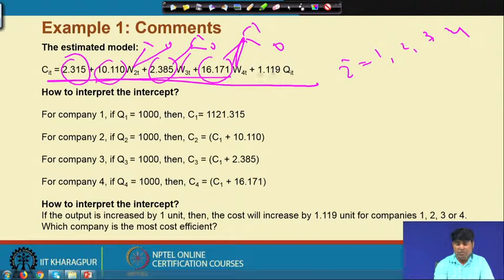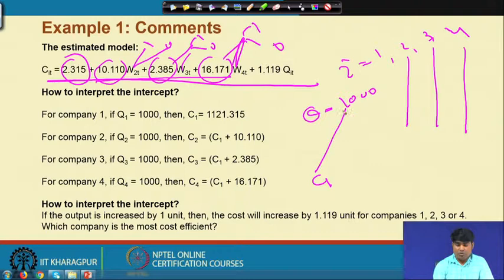So, now what is happening? We would like to check a particular level of output, let us say q equal to 1000, right. Now we would like to check what the cost components are for that output for company 1, which will be represented by C1, then the cost coefficient for company 2 represented by C2, then C3 and then C4, right.